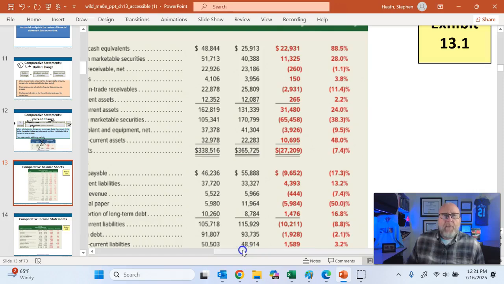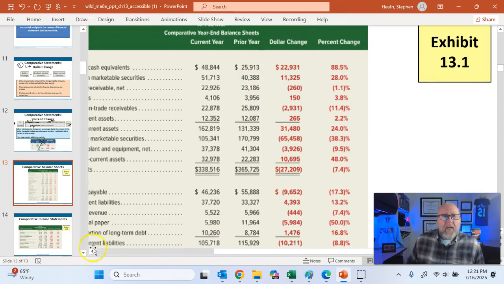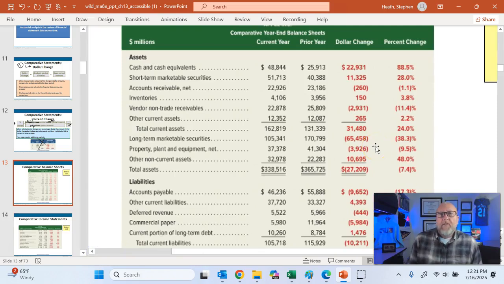So I have the first line, cash and cash equivalents. This column is the prior year, and this is the current year. Last year we had cash at 25,913. And then this year we have 48,844. So we increased our cash by 22,931. And again, remember that was current year minus the prior year. And then we say that the percentage change is 88.5%. So we increased our cash by 88.5% over last year.